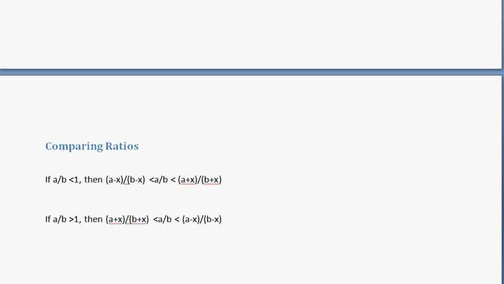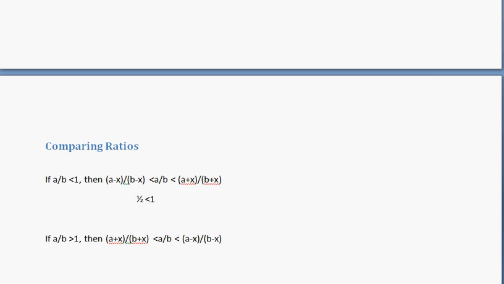We'll just take an example. If a by b is 1 by 2, which is less than 1, then if we add 1 to the numerator and 1 to the denominator, it would become 2 by 3. So now we know that 2 by 3 is greater than 1 by 2, right? So this is how we are going to use it as and when required.